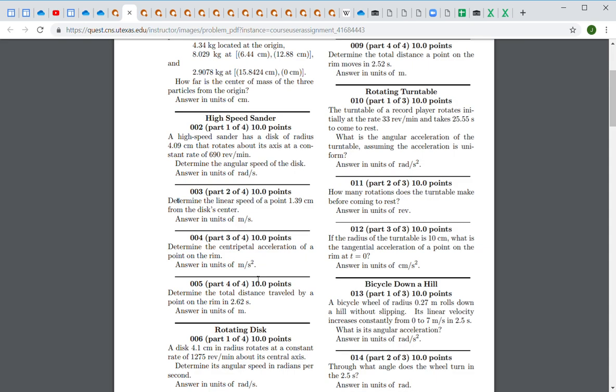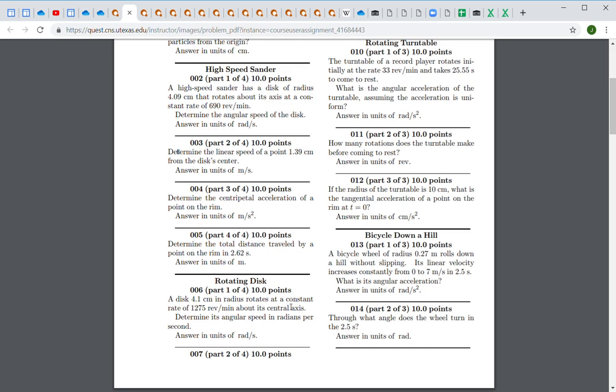Part 4, determine the total distance traveled by a point on the rim in 2.62 seconds. So in this case, if we know the speed of a point on the rim, that's the answer of part 3, we can just use speed equals distance over time. We know the speed and we know the time, that's 2.62 seconds for me, so we can calculate the distance it goes. That's just the distance over time trick, if you like.